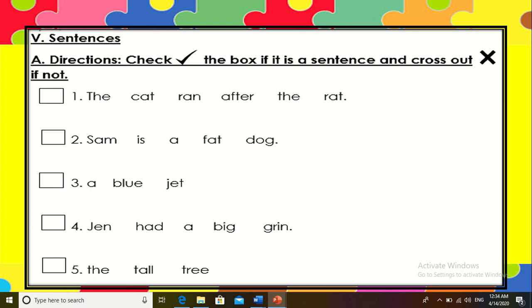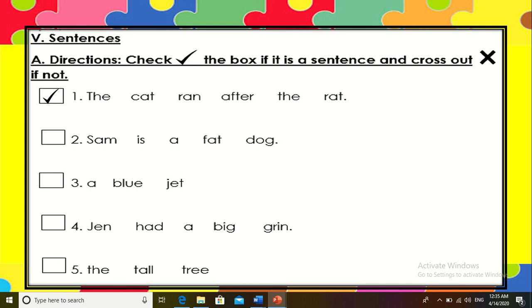Okay, remember KGs, a sentence starts with a capital letter and ends with a period. So look at number 1. The cat ran after the rat. We have here the letter T. Is it written in capital letter? And does it end in a period? So do you think this is a sentence? Yes, it's a sentence. So you have to put a check in the box.